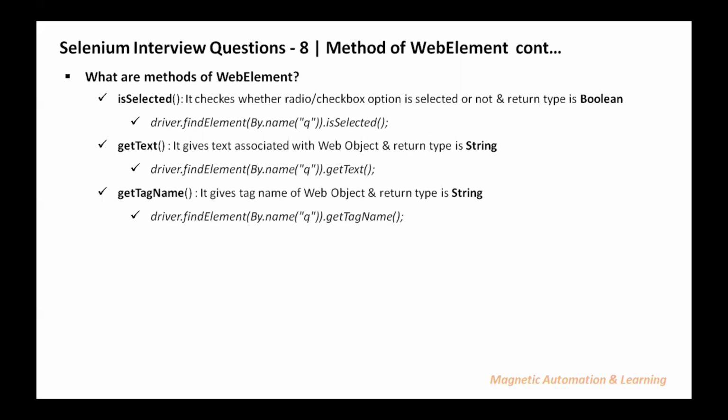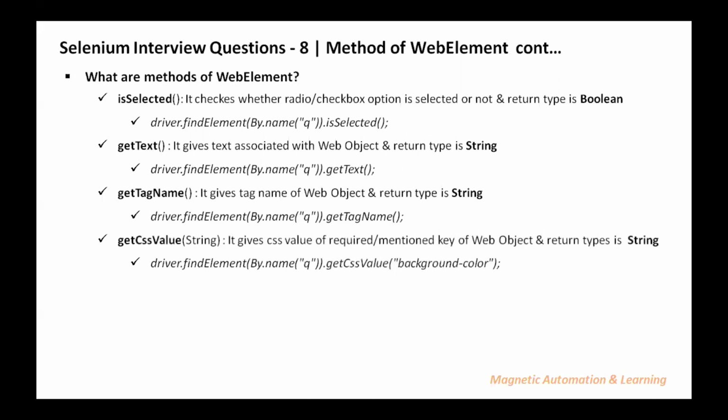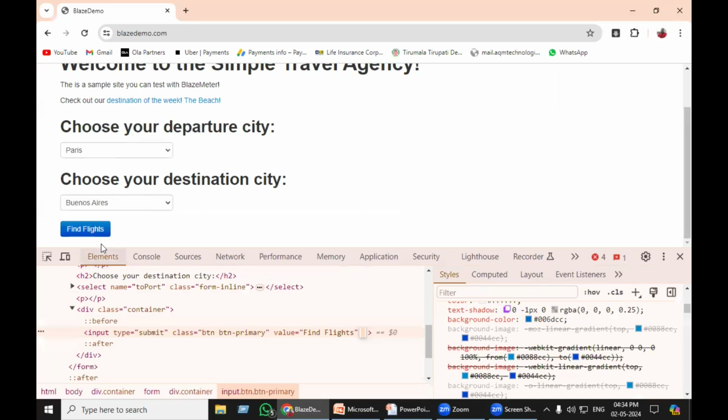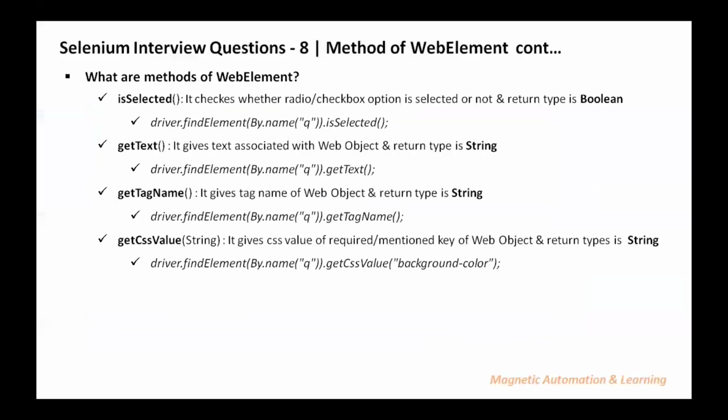Okay, everyone. The next method is get CSS value. In the double quotes, you need to pass which CSS value you want to get. I have mostly used it in checking the color of the web object. Suppose you want to get the background color of the web object, then you should pass background color in double quotes. I can show one example also. You can see the find flight button, and the background color of this is given in hex. Okay, everyone, so this was the methods of web element.